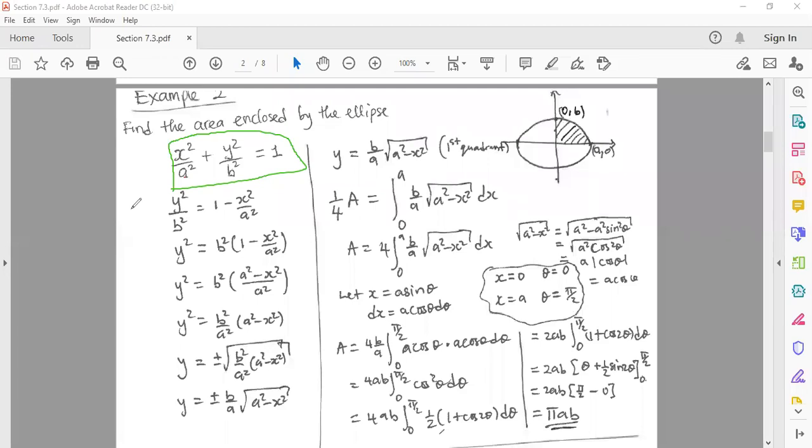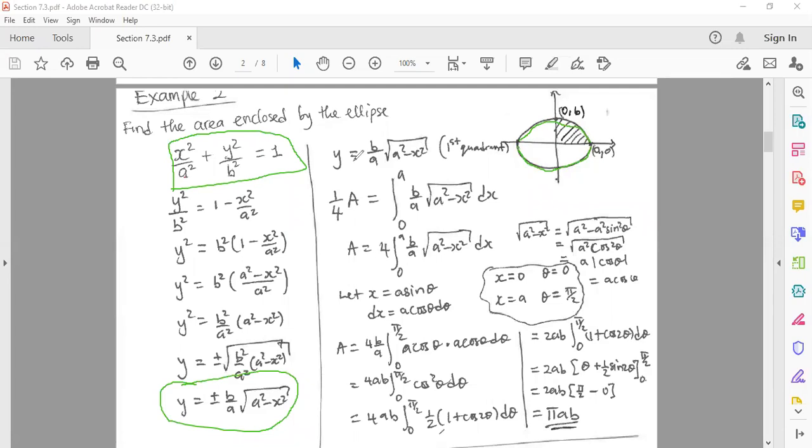But in this case, like I said, you don't panic. If you see stuff like this, the first thing you want to do is try and make y the subject. If you make y the subject in this formula for an ellipse, you notice that y becomes plus or minus b over a, square root of a squared minus x squared. Why is it plus or minus? Because if you look at this diagram, the plus part represents this top piece here, and the minus part represents this bottom piece here.